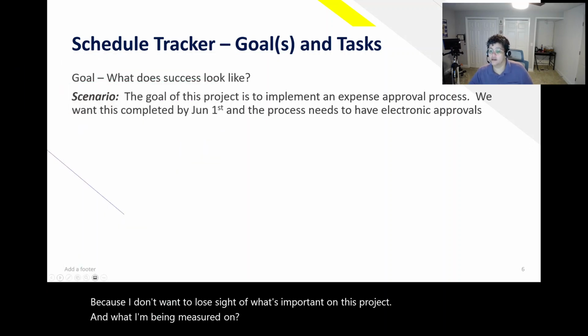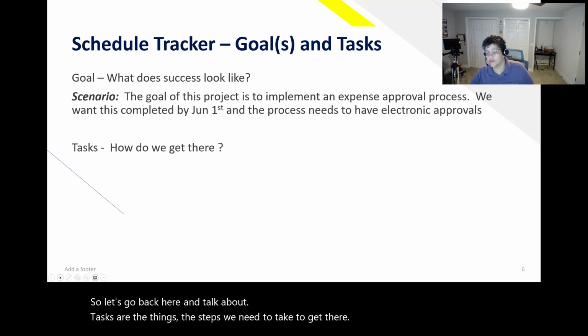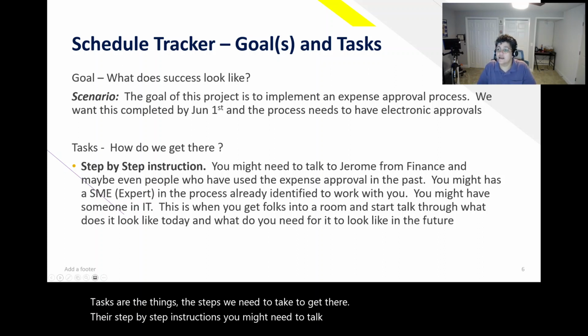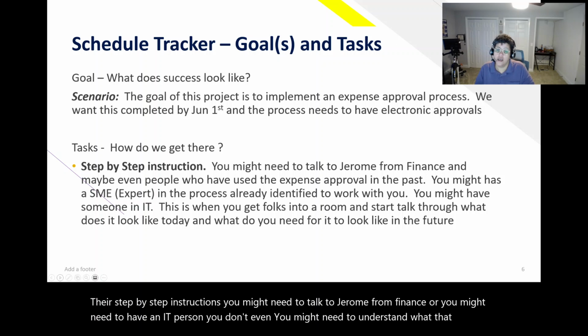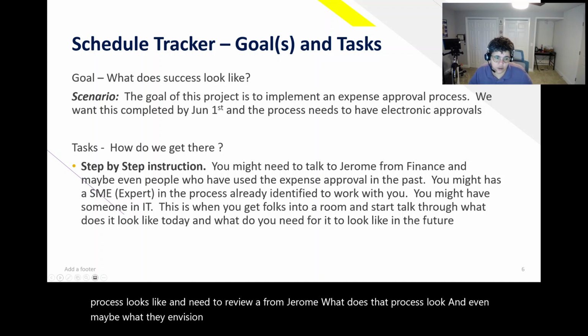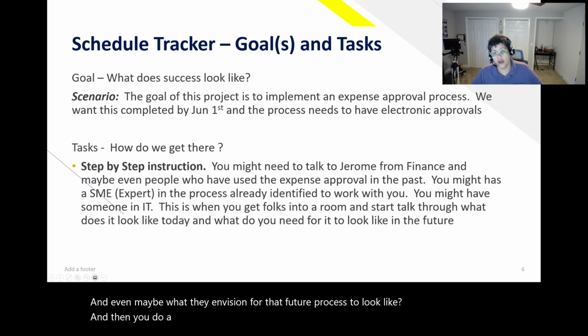So let's go back here and talk about tasks. Tasks are the steps we need to take to get there. They're step-by-step instructions. You might need to talk to Jerome from finance, or you might need to have an IT person. You might need to understand what the current process looks like and review from Jerome what that process looks like, and even maybe what they envision for the future process. And then you do a step-by-step of what implementing the new process, the new steps, would look like.